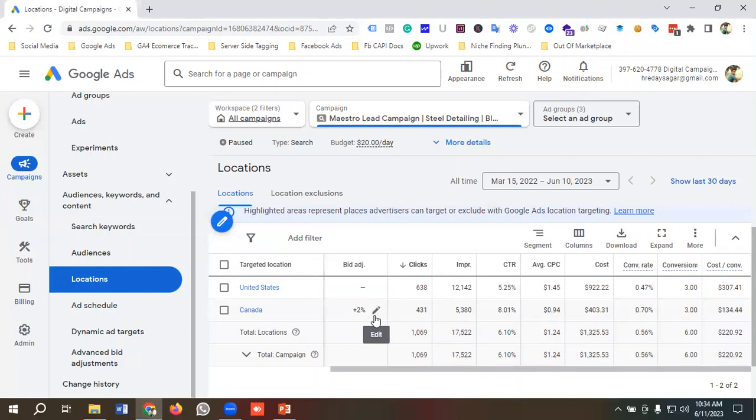So hopefully you have understood how to optimize Google Ads using locations. So yeah, that's it for this video. Hopefully you have a clear understanding of it.